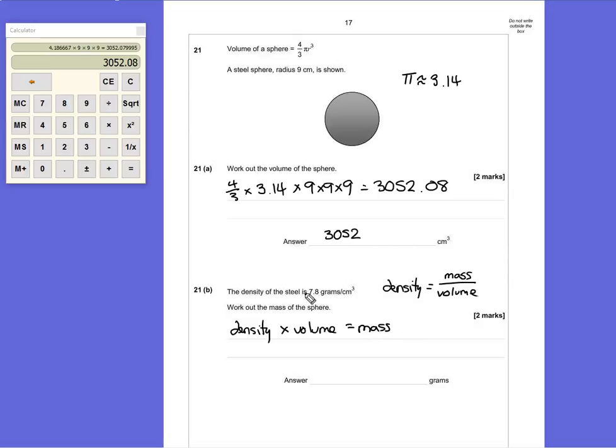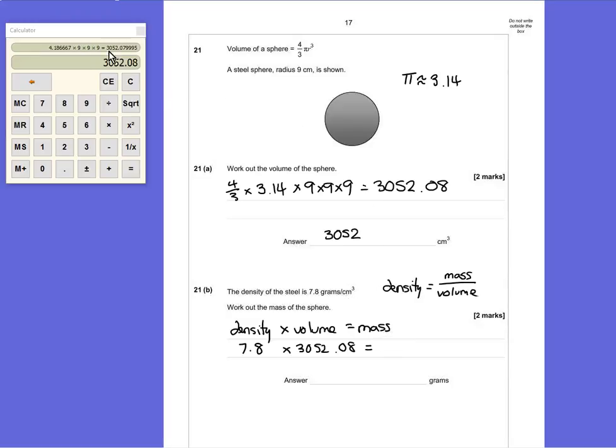We already know that the density from the question is 7.8, and we know the volume from our previous answer, 3052.08. I'm going to use the full volume this time. Whenever you do a calculation, always try to use the full volume rather than the rounded version. And just type this into the calculator.